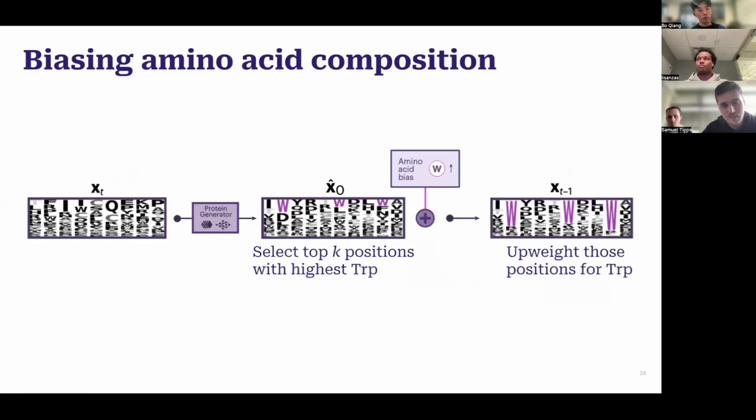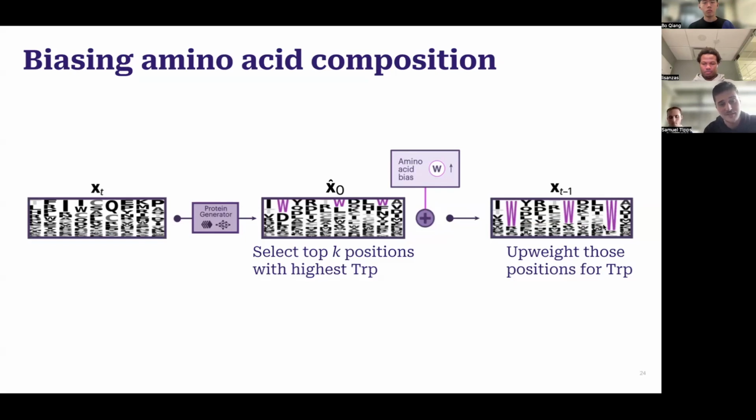And so starting off with the amino acid biased sequence guidance, what we're doing at each step is, given some XT and some amino acid that you want to upweight or increase the percentage of in your final output protein, you first select the top K positions in your continuous sequence representation with the highest probability at that time step for that amino acid. And then you apply some sort of scaling factor to those positions. And you repeat this process for the entire diffusion trajectory, which is a little bit more complicated than just upweighting tryptophan, for example, for every single residue.